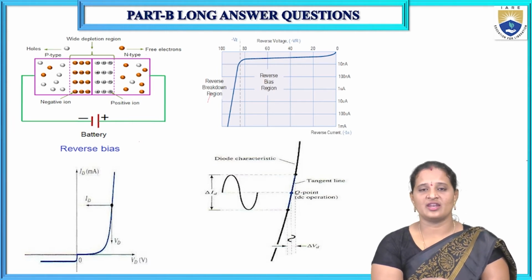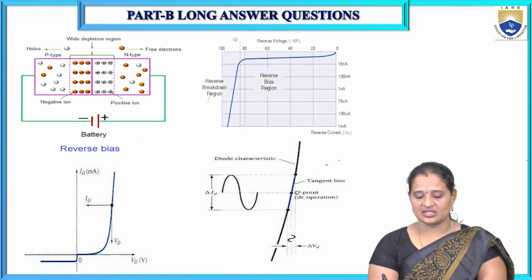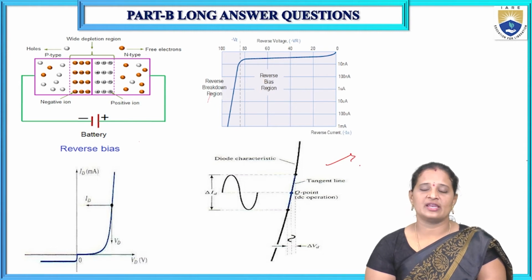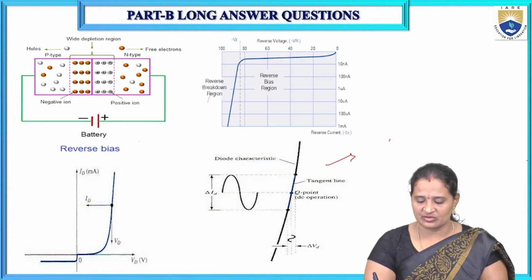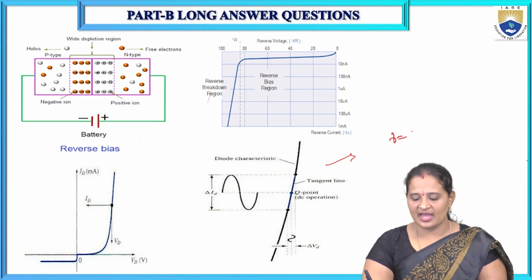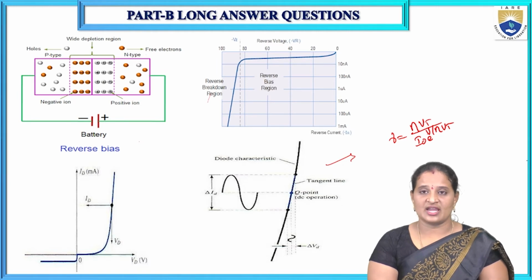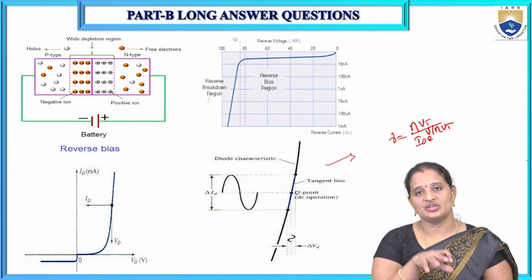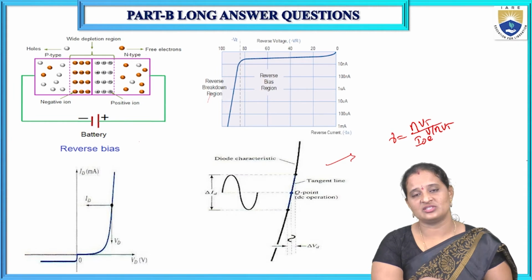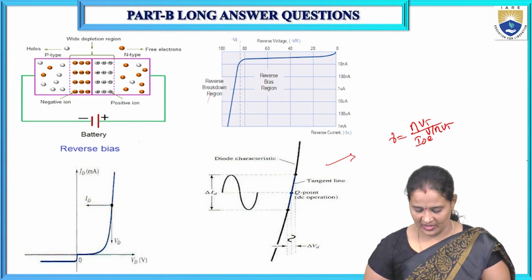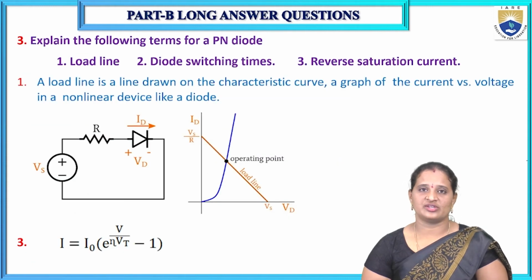You just define dynamic resistance, draw this curve, and mention how to calculate the dynamic resistance and give the formula for it. That means you just derive the formula for dynamic resistance, eta Vt divided by I naught into e power V by eta Vt. Just derive the formula. So that is dynamic resistance. Static resistance: you just define the static resistance and how to calculate it from the graph you just mentioned. So this is how you can answer that question.